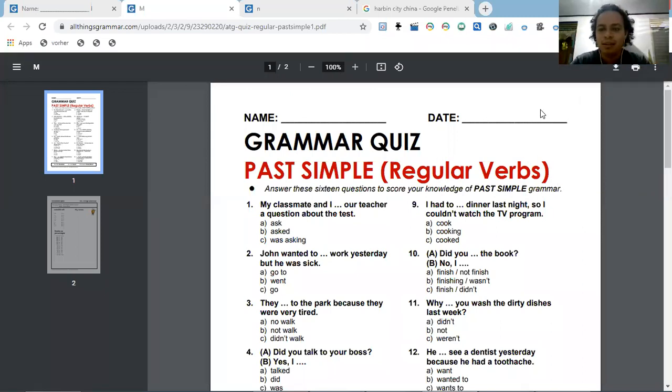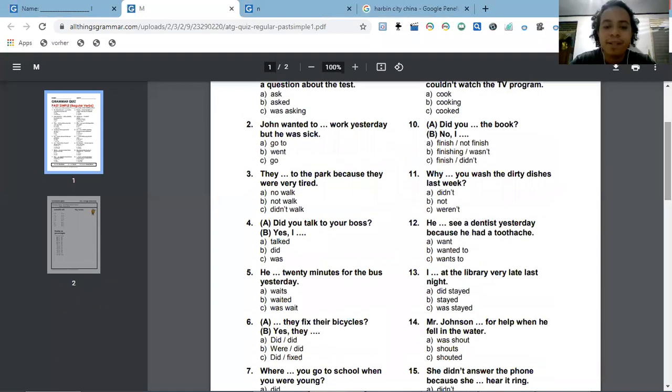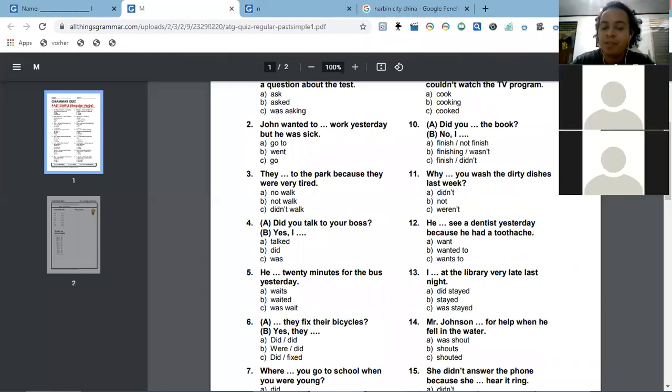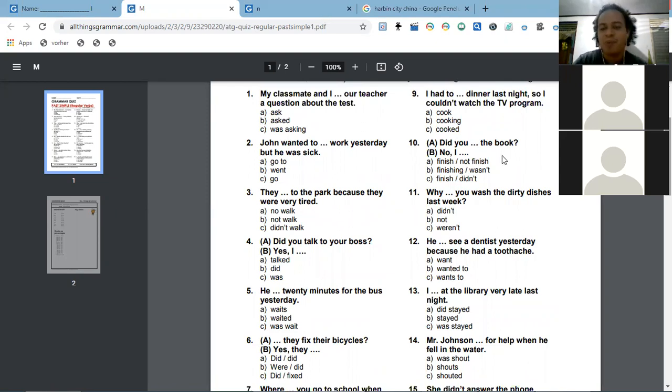Let's do it together now. The first one, we are going to do the grammar quiz for past simple. Again, the same rules apply. If you do number one and you choose the option, you also have to explain to me why you choose that. I also need the reason, not only the answer. Let's start then. Number one, Ifa. Can you do number one, Ifa?